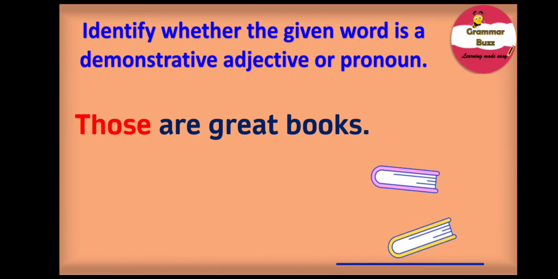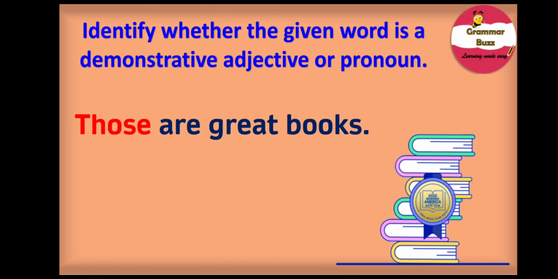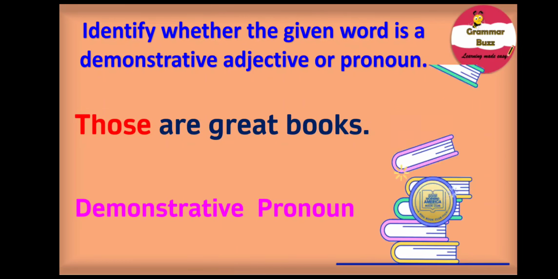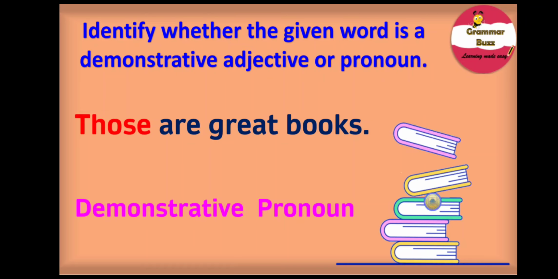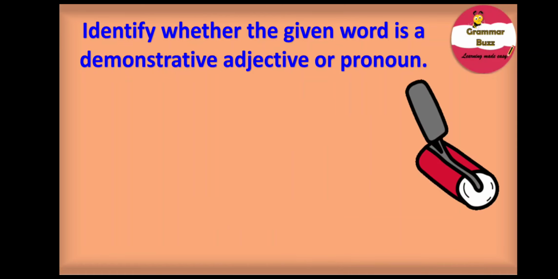And here comes the next sentence for you. It says, "Those are great books." Well, what could those be? Demonstrative adjective? No. Demonstrative pronoun? No. Demonstrative adjective. I'm confused. I think you are not. You have already figured it out, and you are right. It is a demonstrative pronoun. Those here is a demonstrative pronoun because it replaces the noun. It does not modify the noun books. You are absolutely correct.